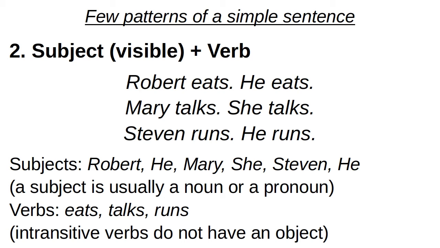Clear? Now, verbs that do not have an object are known as intransitive verbs, whereas verbs that have an object are known as transitive verbs. So here we have just subject and a verb. So the verb is intransitive. Yes, a verb can be transitive, it can be intransitive, it can be both also. We will see the examples later on. Now this pattern is clear to you. Subject which is visible plus verb. Okay, now let us move on to another pattern.